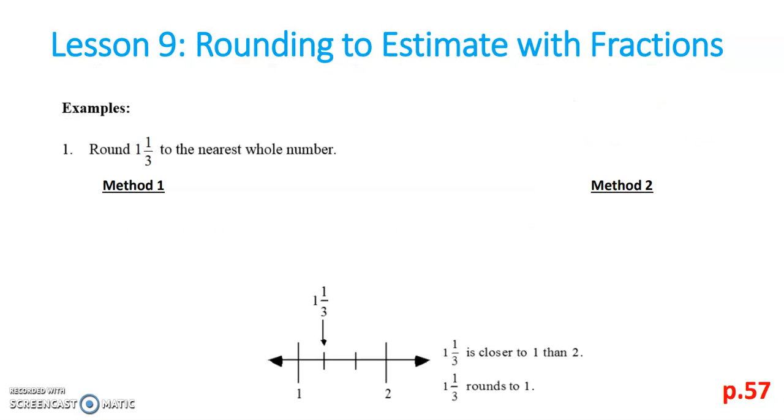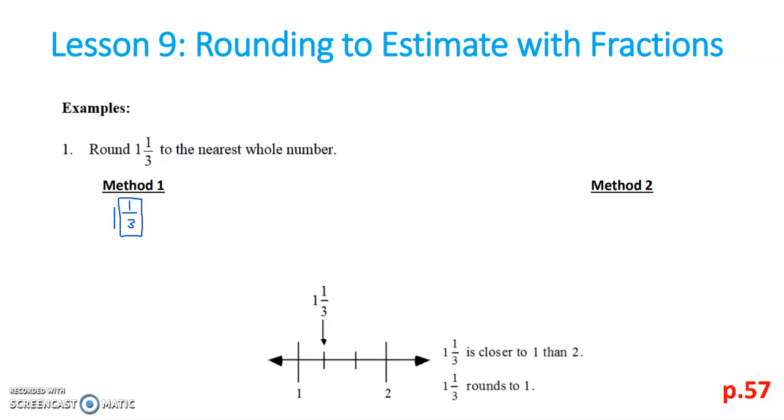When we look at rounding a number like 1 1/3, we're going to have to make the decision to either round it to 2 or round it down to 1. There's a couple methods. One of them the book doesn't show, but it's actually the method I prefer. And it's to think about the fraction in terms of a test score.